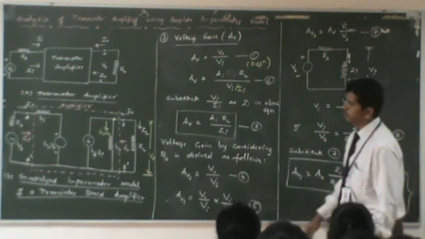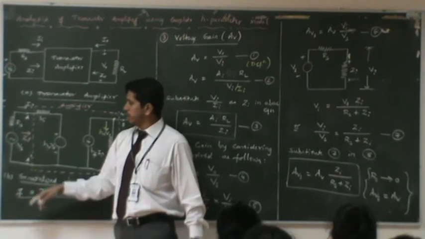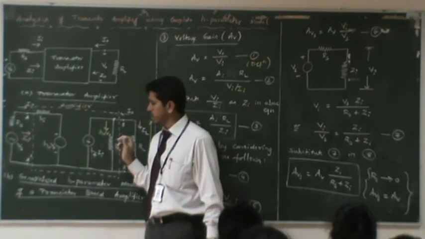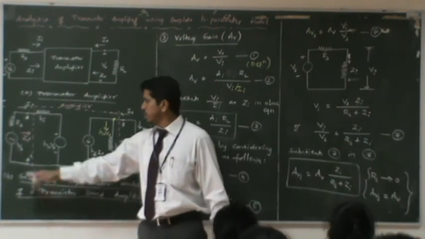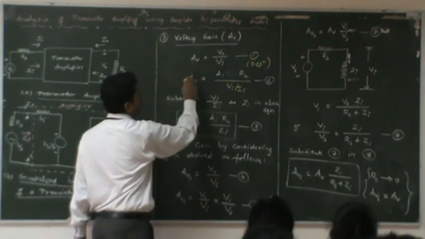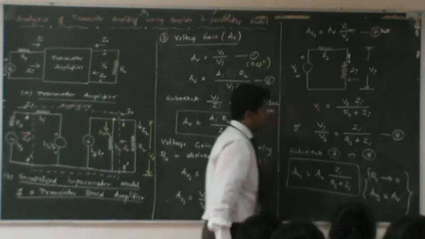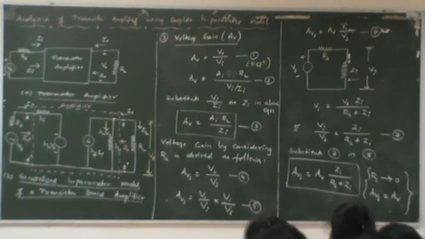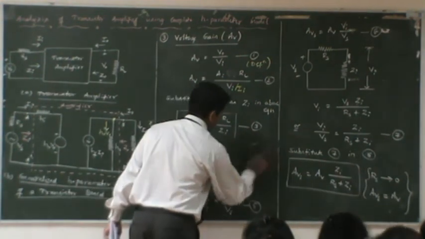That means in this circuit, if you make Rs as 0, the voltage gain without considering the source resistance, AV, becomes equal to AVS, the voltage gain considering source resistance. So go through this simple derivation, and we will refer to the last derivation, which is output admittance. Go through this. If you have any questions, you can ask.